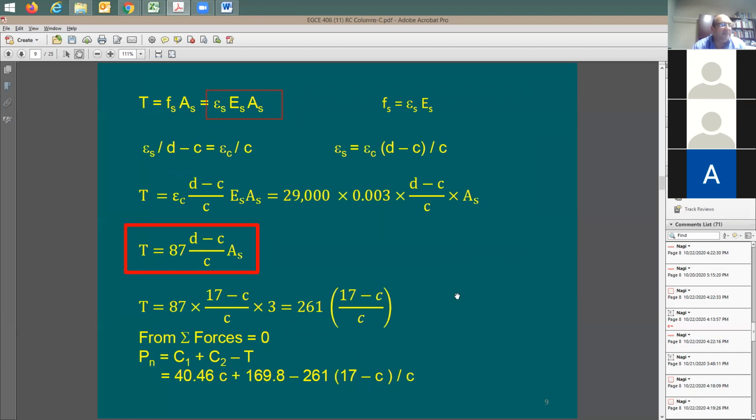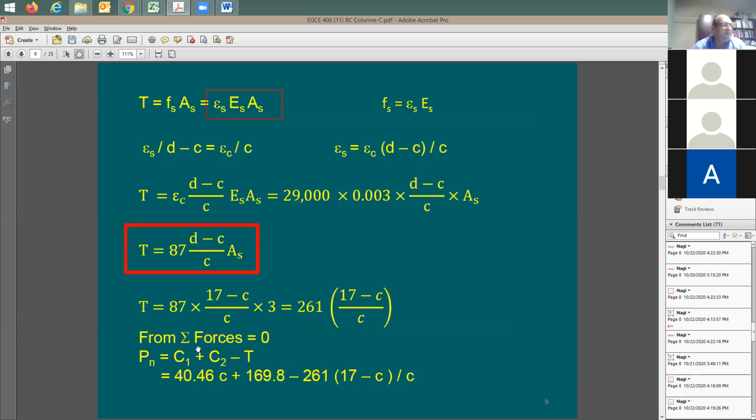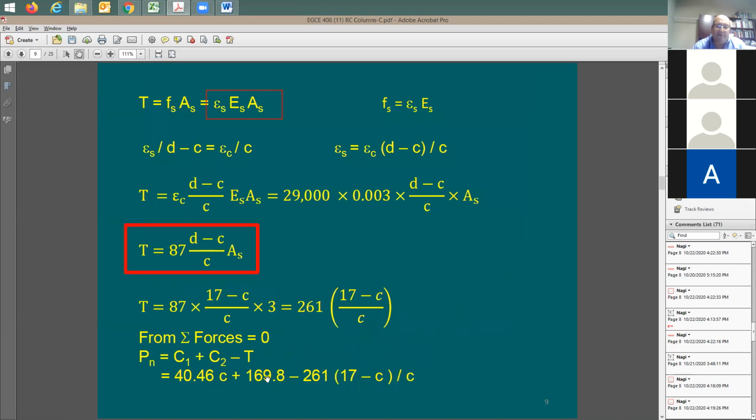Now you should be able to say the summation of the forces in the X direction equals 0. Otherwise, this section is unstable. What are the forces acting? Let's look here at the direction of the forces. You can say Pn plus C1 plus C2 equals T, or you can say C1 plus C2 minus T is equal to Pn. So, okay, fine. Now put all of these components. C1, I have in terms of c. If you look at this equation, here's C1. C2 is just a numerical value.